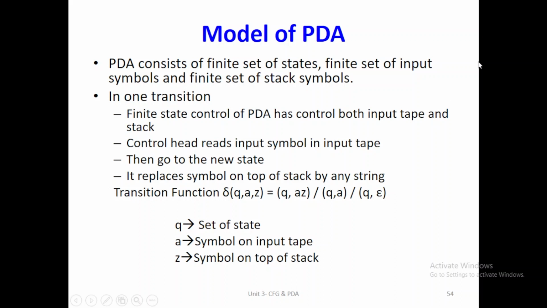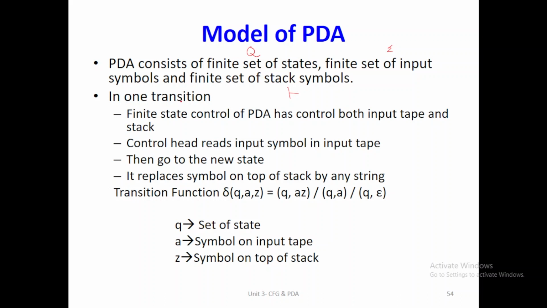If you consider a model of PDA, PDA consists of three sets. One is a finite set of states, which will be denoted as Q, because it is an extension of finite automata. The set of states is represented with Q in finite automata, and the same notation will be used in push-down automata. Then a finite set of input symbols, which will be derived from an alphabet set sigma, and a finite set of stack symbols, which will be denoted with the notation tau. Based upon these three notations, PDA will process some function.